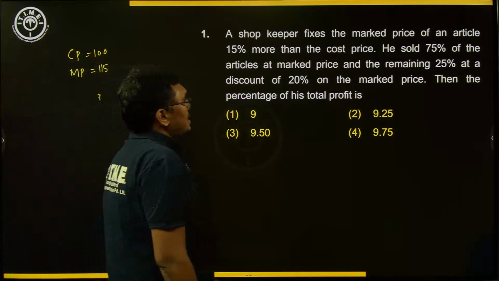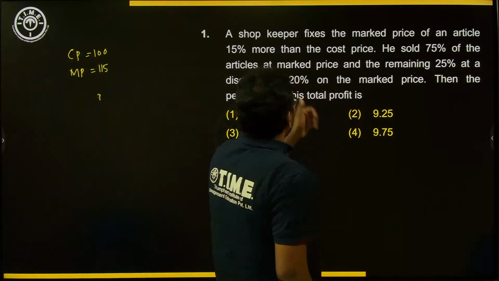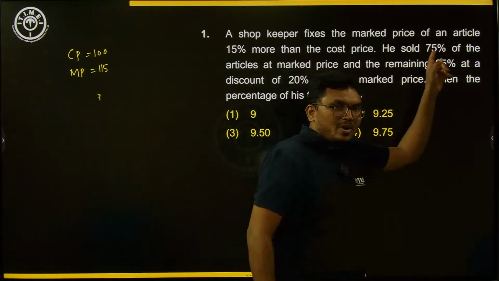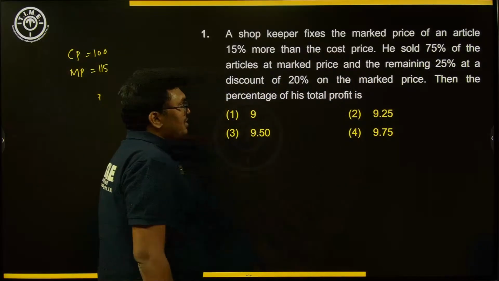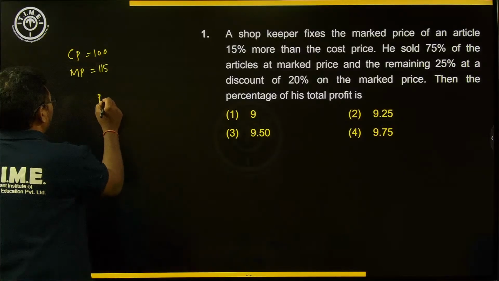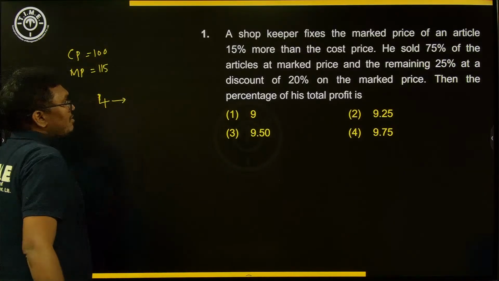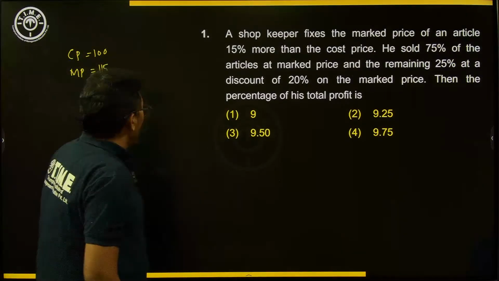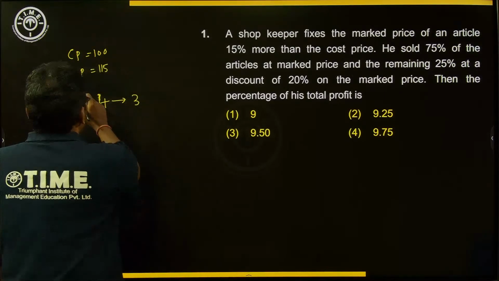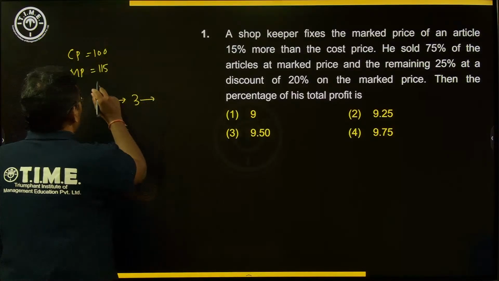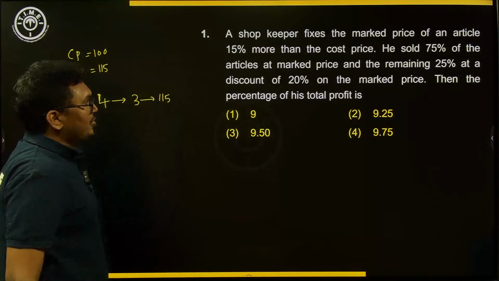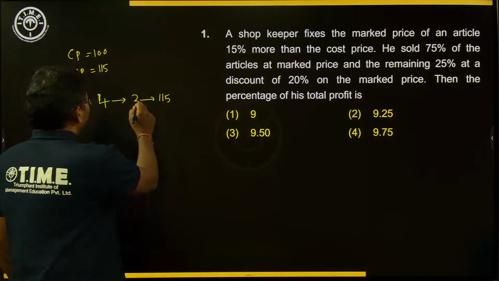He sold 75% of the articles at market price. 75% of the articles means 3 by 4. As the denominator is 4, we can assume there are 4 articles. So 75% of 4 articles means 3 by 4th of the 4 articles, that is 3 articles. So 3 articles are sold at market price. The market price is 115. Out of 4, 3 are sold at 115.